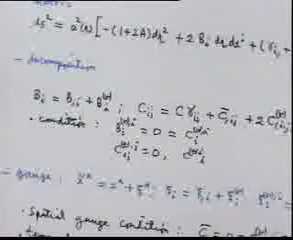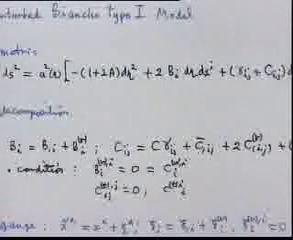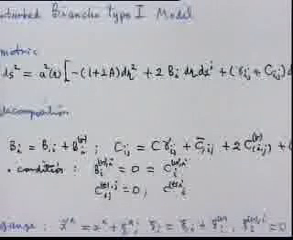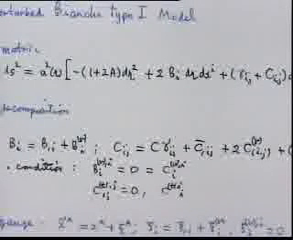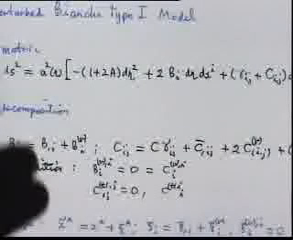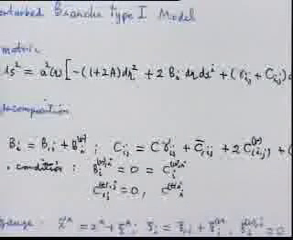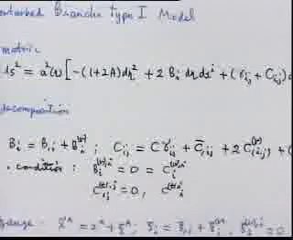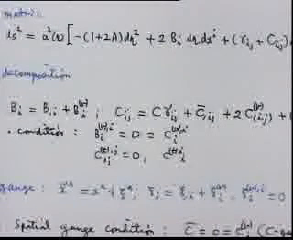Now turn to the perturbed Bianchi type 1 cosmology. Here I follow the same procedure as in the unperturbed Bianchi type 1 cosmology. I introduce the generalized, perturbed metric of the Bianchi type 1 spacetime like this. Here A is the time component of the perturbation, and B_i, C_ij are the spatial parts of the perturbation.